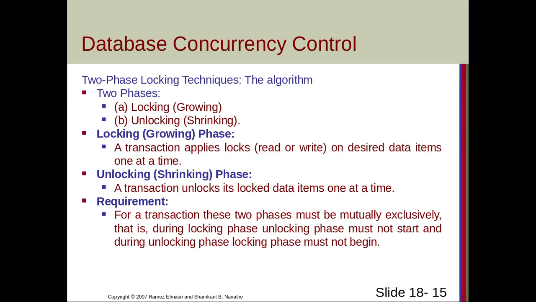Two-phase locking algorithm. The algorithm is like this. There are two phases: locking phase and unlocking phase. Locking phase means the growing phase, and unlocking phase is the shrinking phase. In the locking phase, a transaction applies locks on desired data items one at a time. That means in the growing phase, you may be using a number of data items at the same time. So initially you have to acquire the locks, and then after that, in the shrinking phase, you are unlocking those data items one at a time.